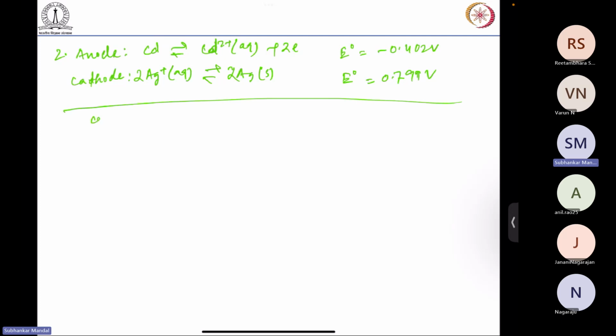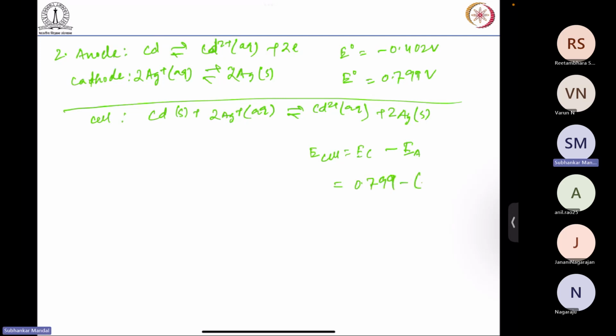Now we can write the cell reaction. Cadmium solid plus 2Ag plus aqueous is going to cadmium 2 plus aqueous plus 2 Ag solid. So here also I can write in a similar way: E cell equals E cathode minus E anode, 0.799 minus of 0.402 volt. Okay.